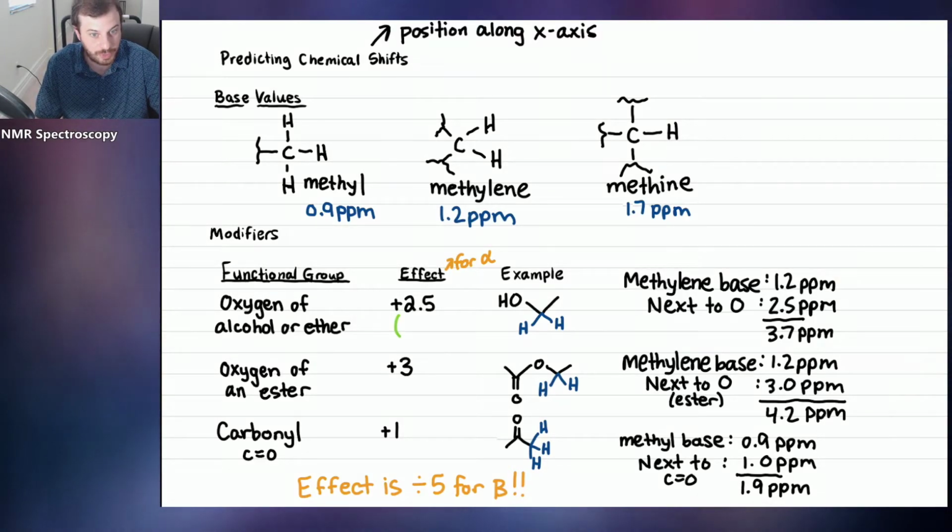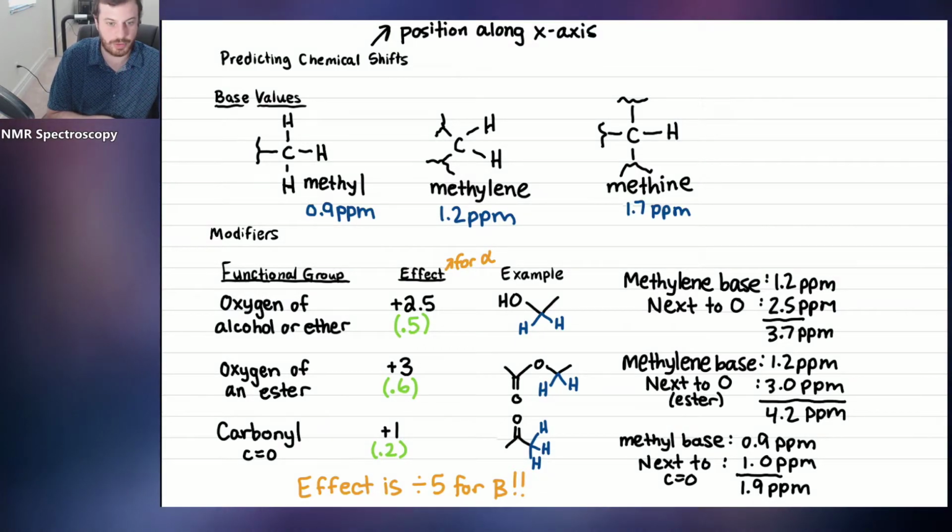So plus 2.5, if you divide that by 5, you get 0.5. So the effect is plus 0.5 if it's beta to that group. Plus 3, that's going to be 0.6. And this 0.2. Okay, so those are the effects for being beta in green. We'll take a look at an example of how these effects get added up together. Let's take a look at a hard example on the next page, and then we're pretty much going to be close to done with this lesson.